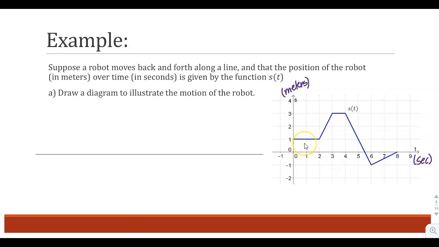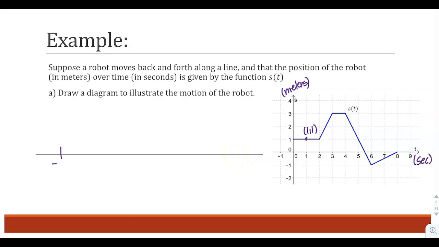So any point on this particular function, so let's say if I look at the point (1, 1), that means at 1 second the position of my robot is at 1 meter. And I want to draw a diagram to illustrate the motion of the robot, which will be along a horizontal line. So the possible positions of the robot in meters, well, if I look across this graph, the range of this graph extends from -1 up to +3. So those are the tick marks I want to label on my horizontal line to draw this diagram.